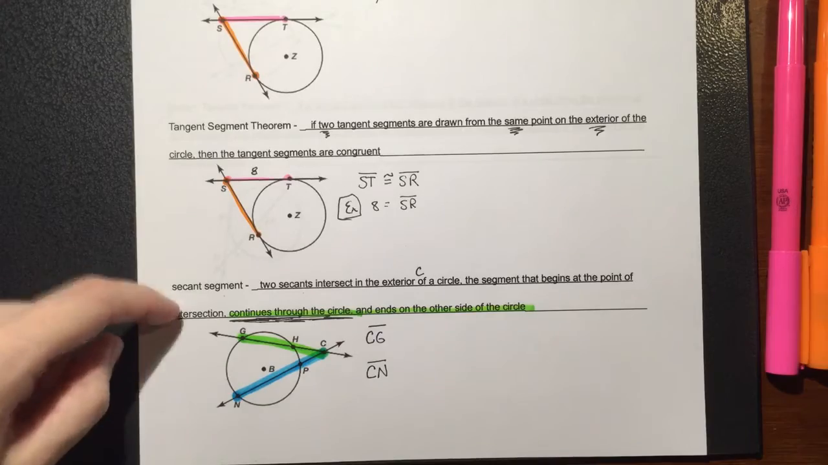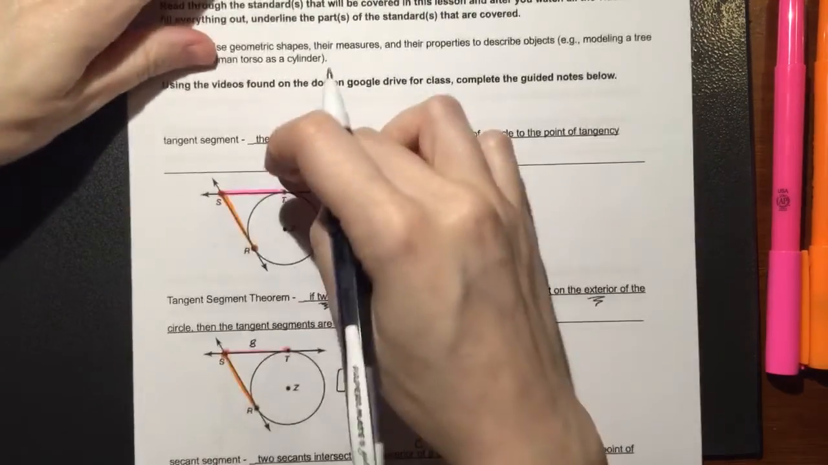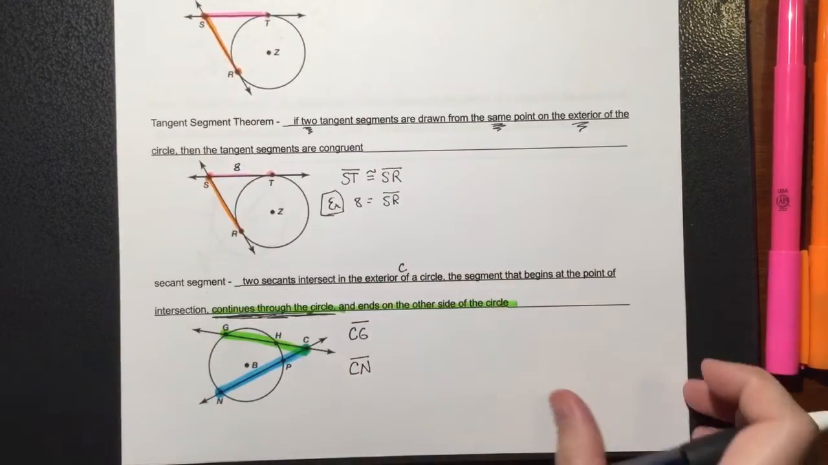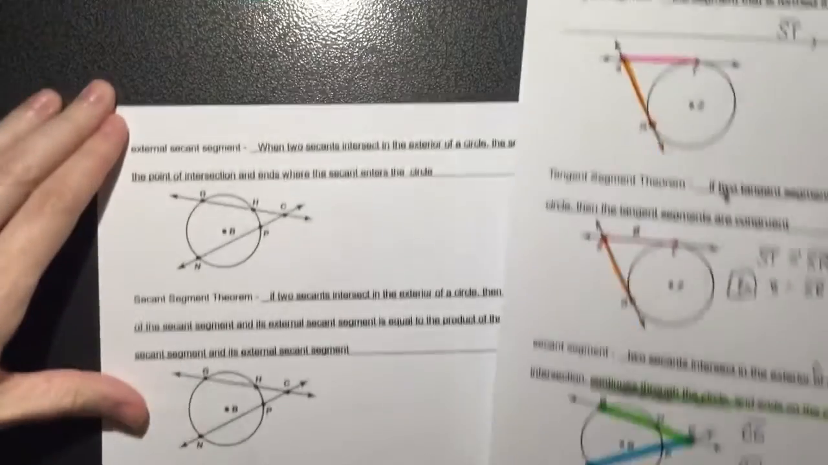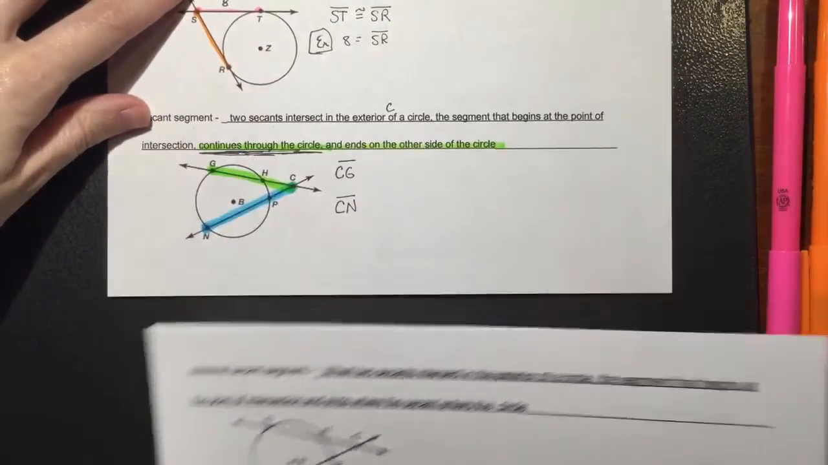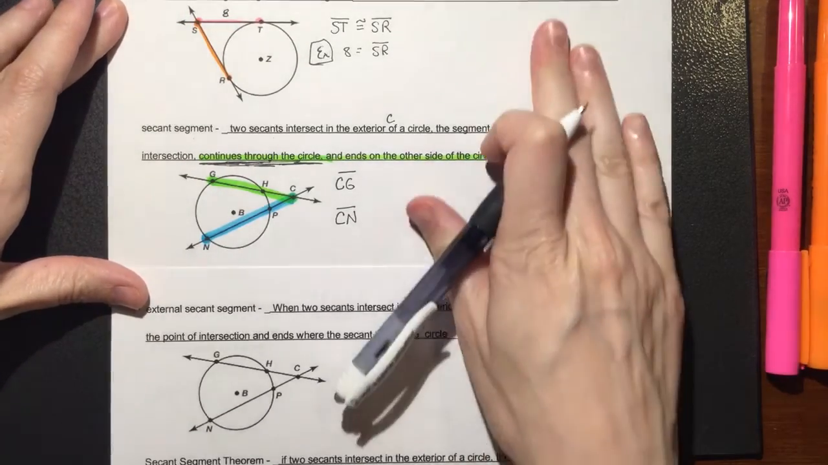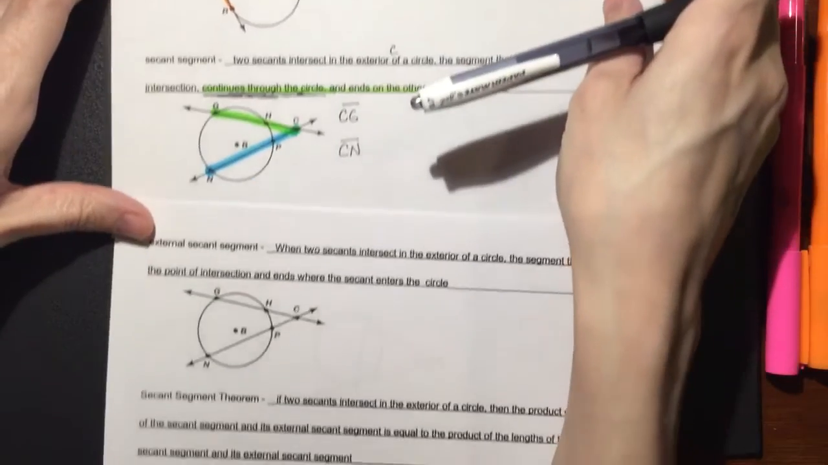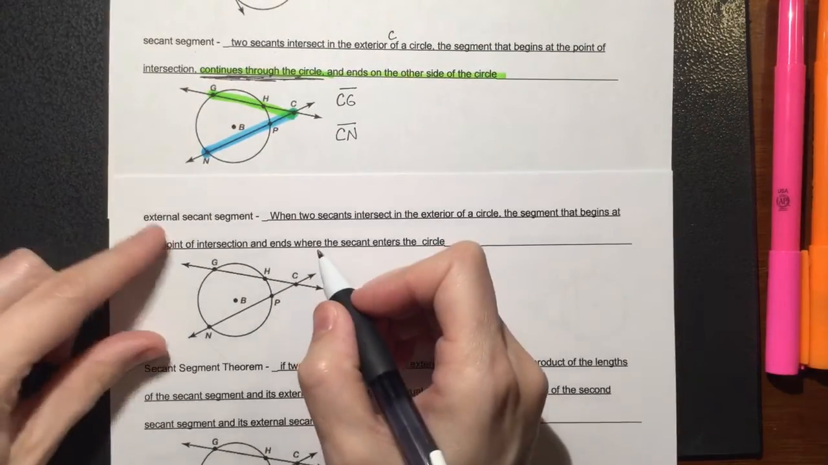And these vocabulary terms are important because they help build the theorem. Just like we had the tangent segment, we had the tangent segment theorem. We've got a secant segment, and we also have an external secant segment. And we've got to be able to tell the difference between the two to do the secant segment theorem. So make sure you're being very clear on which vocabulary term is which. So secant segment, external secant segment.